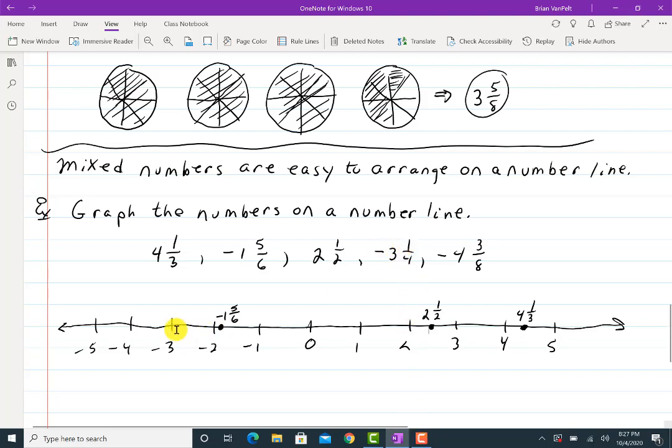-3 1/4. Go between -3 and -4, and I only want to go 1/4 of the way between -3 and -4. So try to estimate 1/4, and then we have -3 1/4. Finally, -4 3/8 is going to be between -4 and -5. 3/8 is a little less than half. So I'm going to put it a little less than the halfway point here. And there's -4 3/8. So these are very easy to compare with each other.